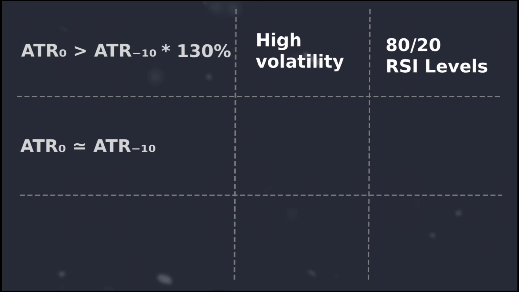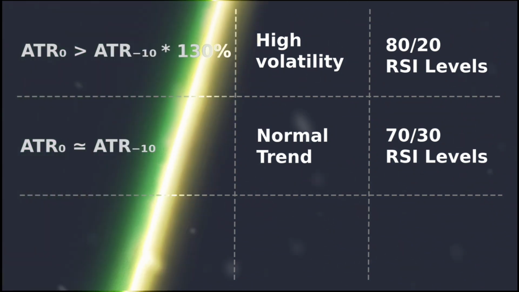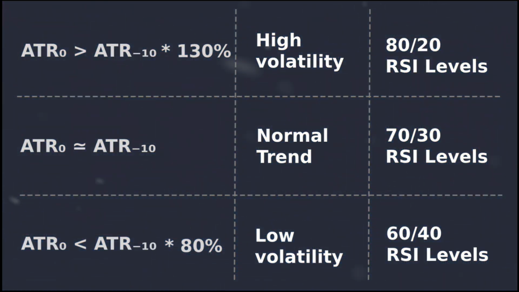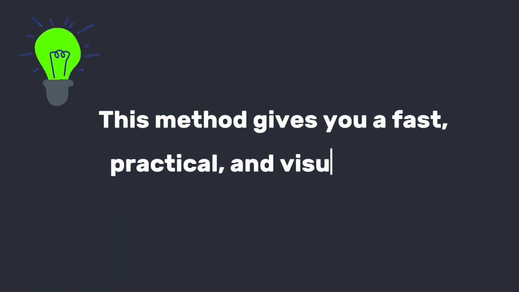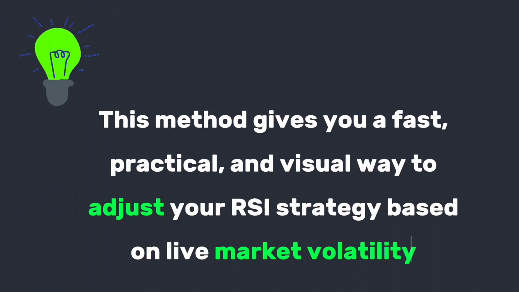If the current ATR is roughly equal to the ATR value of the 10th previous candle, then you're likely in a normal trend, and the classic 70-30 RSI zones work well. But if the current ATR is lower, say, below 80% of the ATR value of the 10th previous candle, it suggests a low volatility or ranging market, where RSI levels like 60 and 40 tend to provide more reliable signals. This method gives you a fast, practical, and visual way to adjust your RSI strategy based on live market volatility.